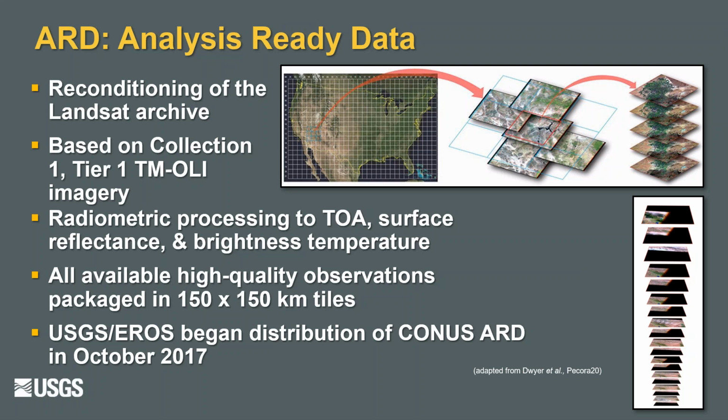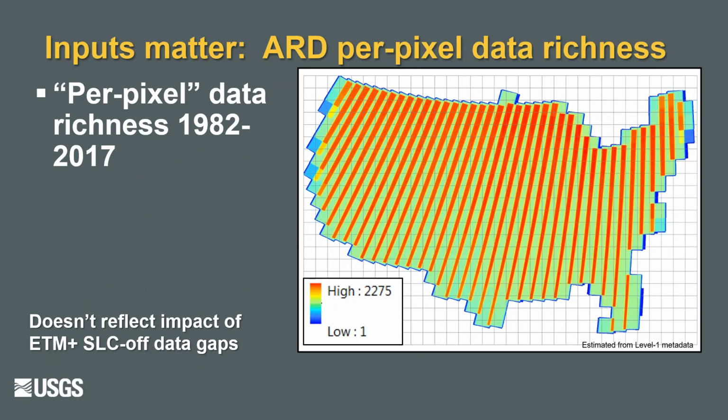So we pack our data into these 150 by 150 kilometer tiles. There are 428 of these tiles across the United States, and we're working across the country tile by tile to detect change. The first step was creating the ARD. The next step is having the code to detect change. After we detect change, then we do a classification process to pull out the land cover information.